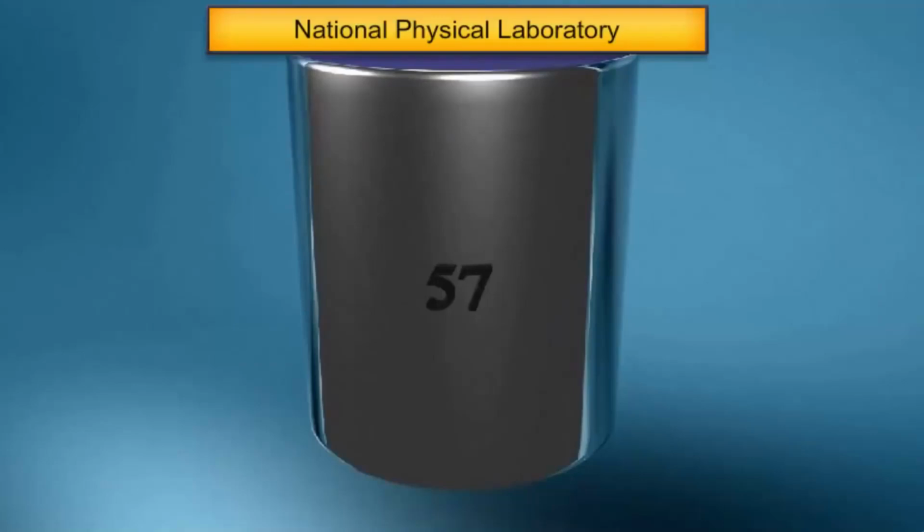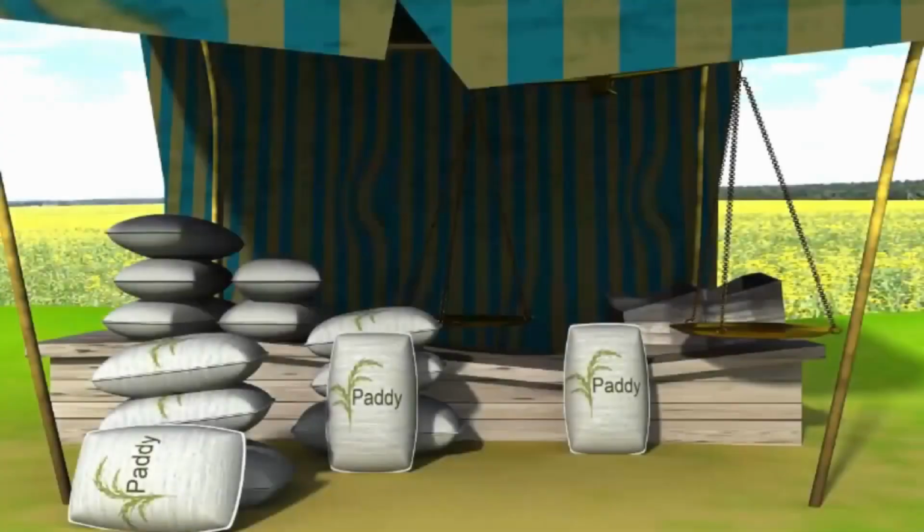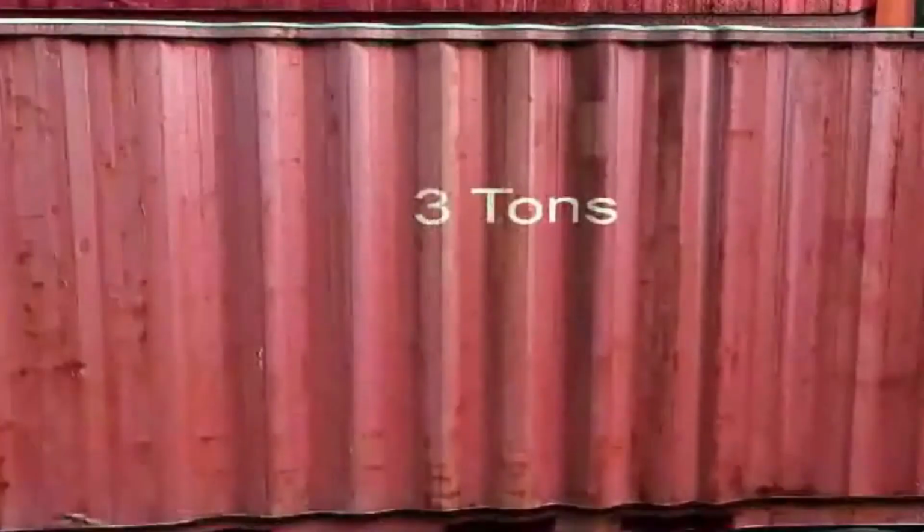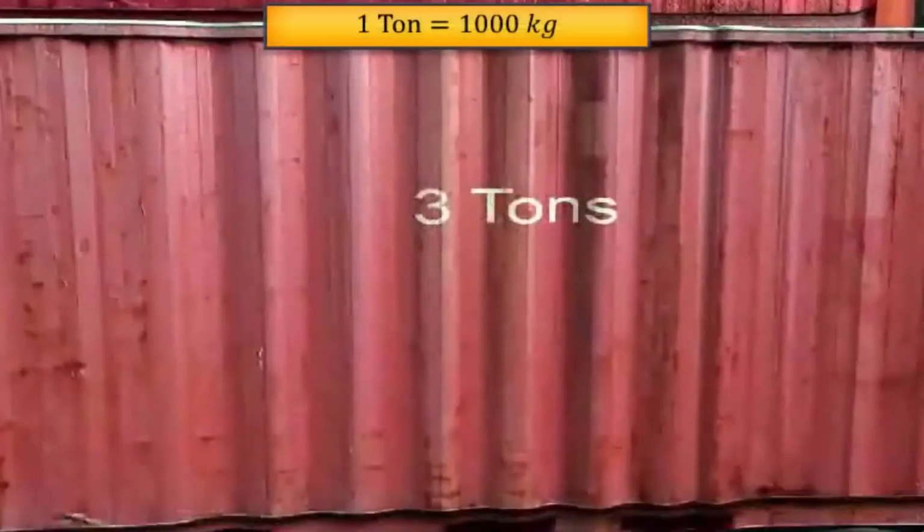If the magnitude of the mass of the object to be measured is much higher than the kilogram, say, for example, the mass of a paddy bag, unit like quintal, which is equivalent to 100 kilograms, is considered. Another higher unit is the ton, which is equivalent to 1000 kilograms. Masses of cargo containers are expressed in tons.